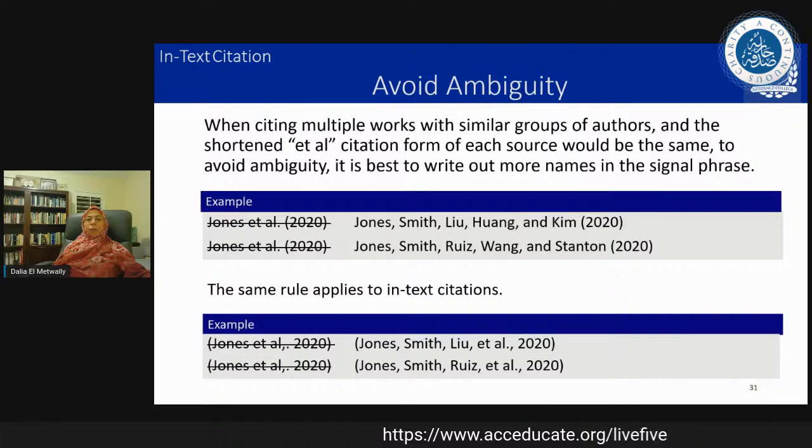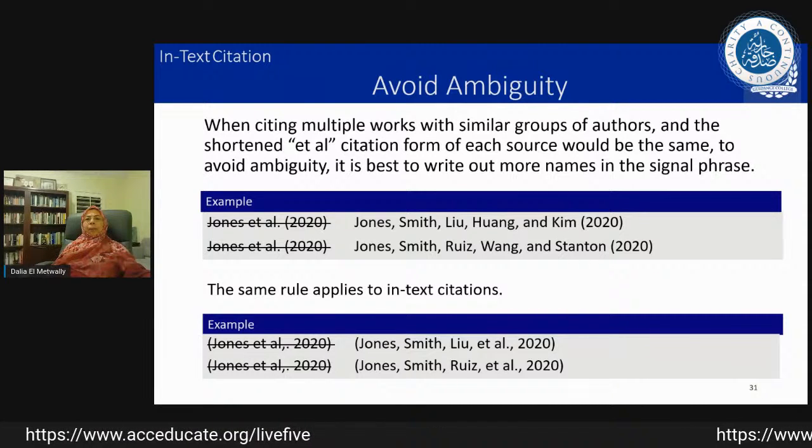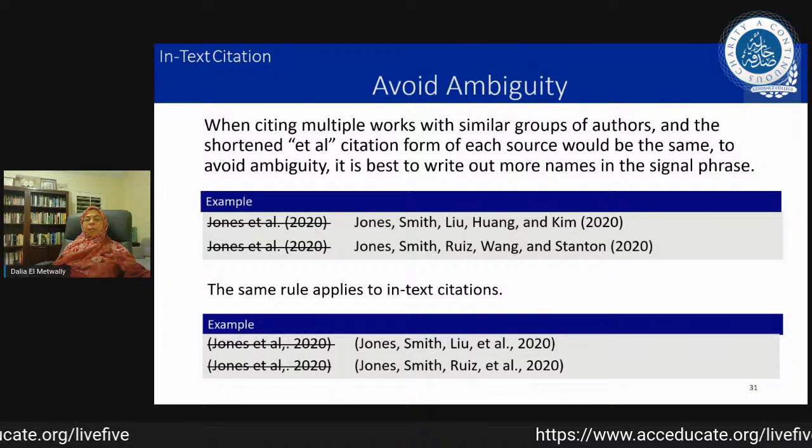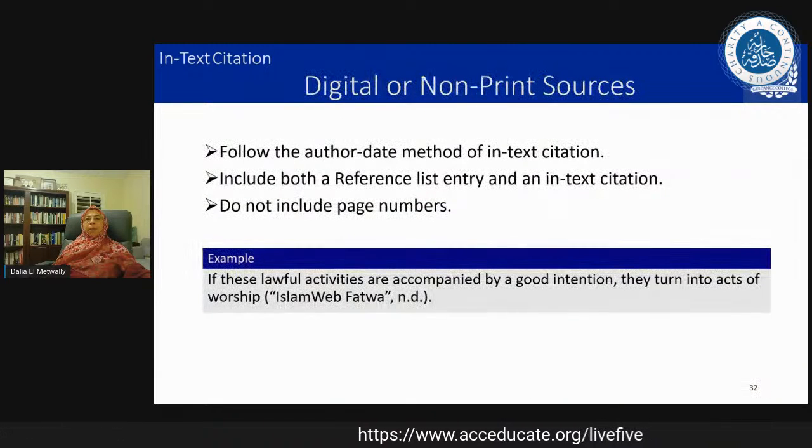So I'm actually going to show you how I'm going to write it. So we're not going to say John's et al. This is how we're going to write it in the signal phrase, and this is how we're going to write it in the parentheses. So how about digital or non-print sources?